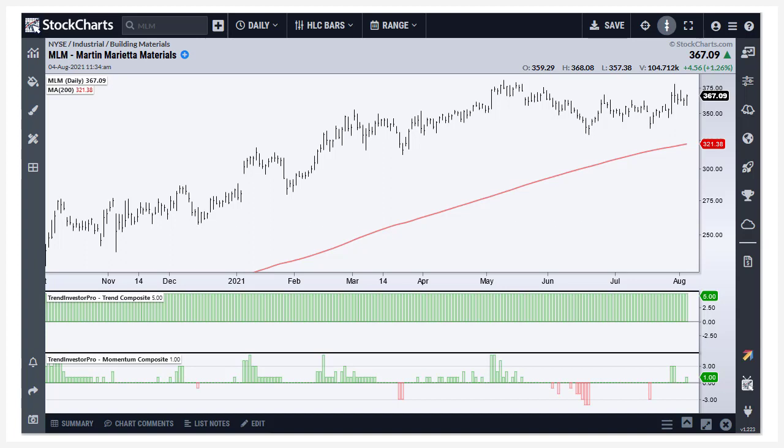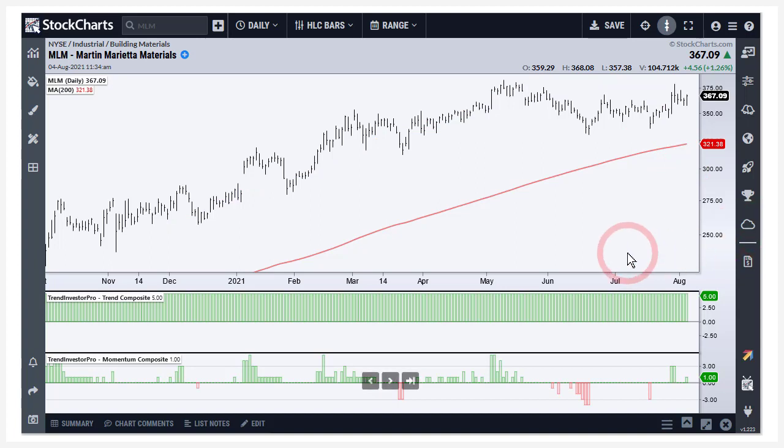And one of them would be Martin Marietta. Now, it's an industrial building materials stock. And you can see that it had a nice run up from November to May with everything else. And then it consolidated with a triangle. And that's a consolidation within an uptrend. And you can see Martin Marietta's making a bid to break out here.